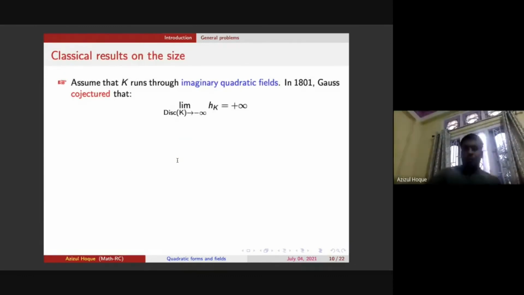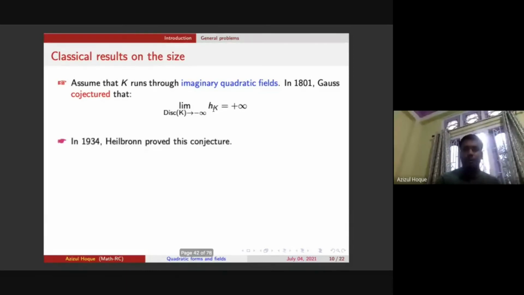So in case of an imaginary quadratic field, this class number can be made as large as possible by allowing the discriminant to be large. Can we bound this class number? It says that the class number can be made as large as possible depending on the discriminant. And I think this is proved by Heilbronn.